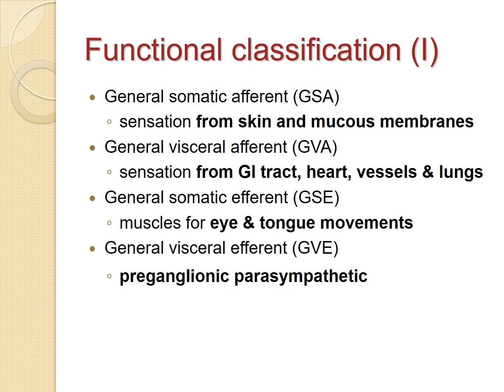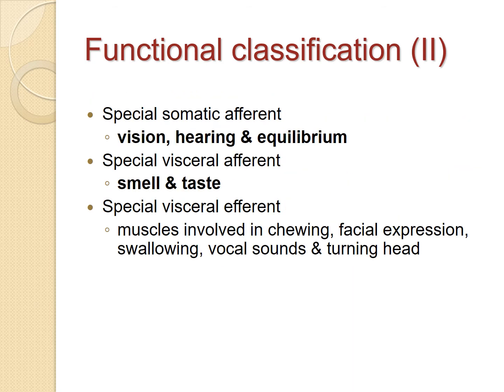We can also divide the cranial nerves into many subtypes, such as general and functional. There's not much to say about the general subtypes, so pause the video here if you're struggling, just to go over it. However, to help you with the special functions of the cranial nerves, we have the special somatic afferent, which is involved in vision, hearing, and equilibrium, and we have the special visceral afferent, which is smell and taste. So smell comes from cranial nerve 1, and taste comes from 3 cranial nerves, which all go back to the nucleus solitarius.